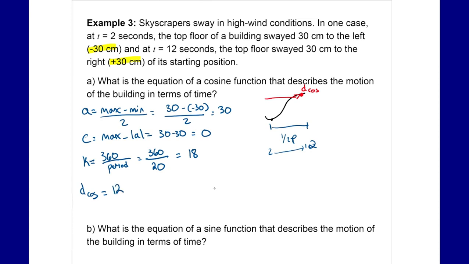Now I have enough information. I have all my variables. So y equals 30 cosine times 18. Not 30 cosine. 30 times 18 cos x minus 12. And there's no plus or minus. So that is our cosine function for this situation.